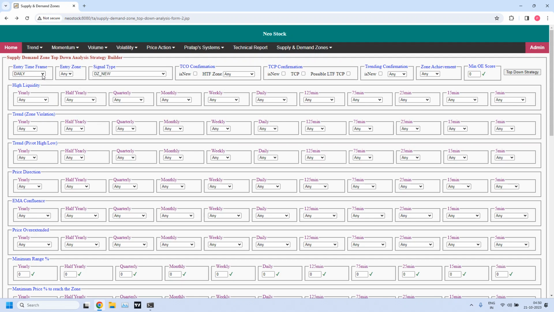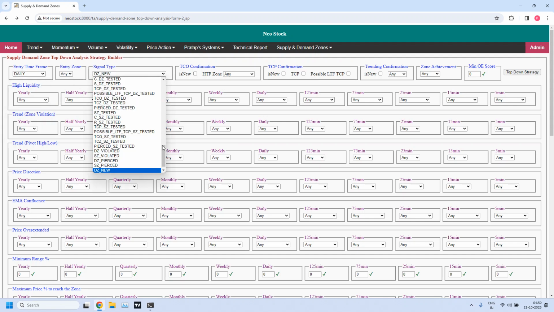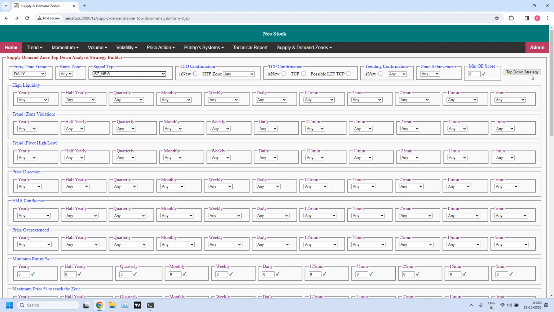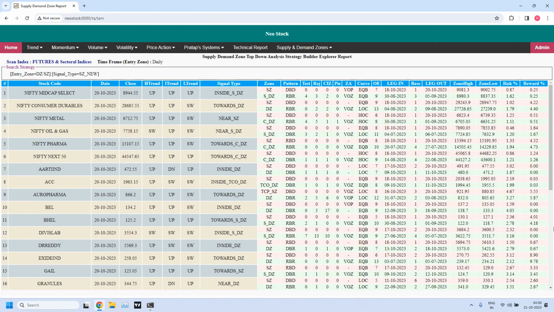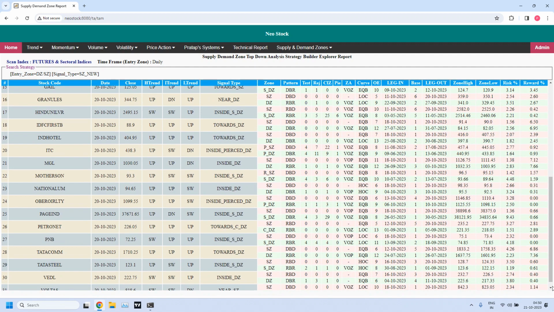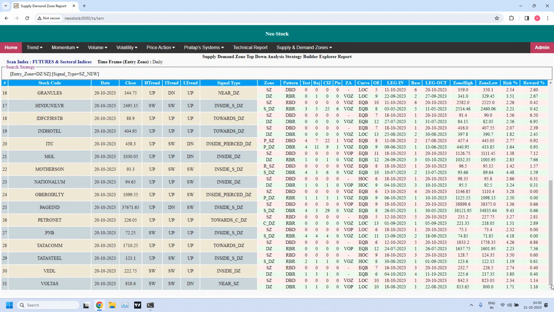So let's go back. Entry time frame daily. Let us find the newly created supply zones. Oh, good number of supply is created today. What this supply is going to do tomorrow, I mean on Monday, is it going to change the market direction? Let us see. So totally 31 stocks are having daily supply zones.